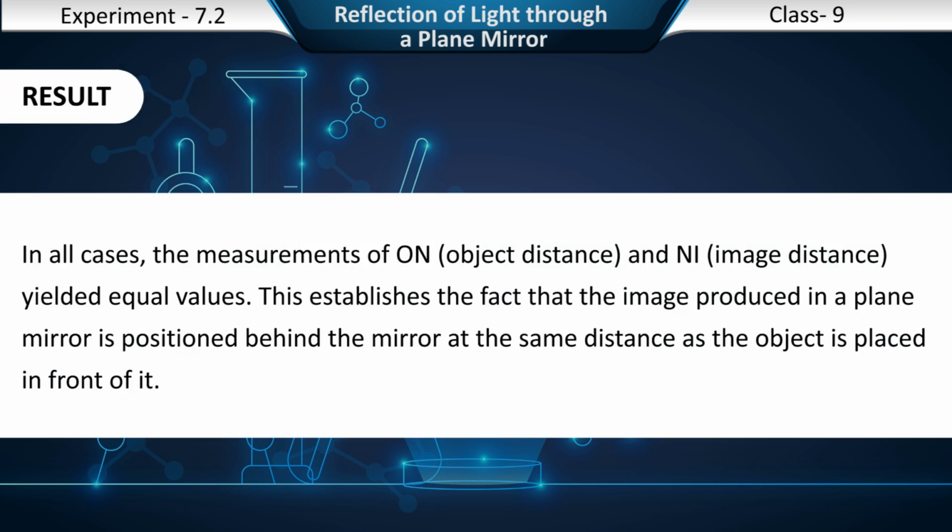Result. In all cases, the measurements of ON, object distance, and NI, image distance, yielded equal values. This establishes the fact that the image produced in a plane mirror is positioned behind the mirror at the same distance as the object is placed in front of it.